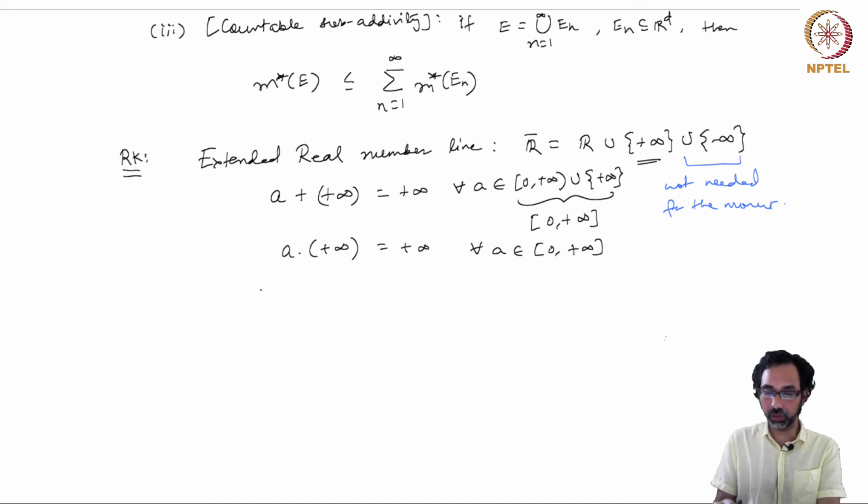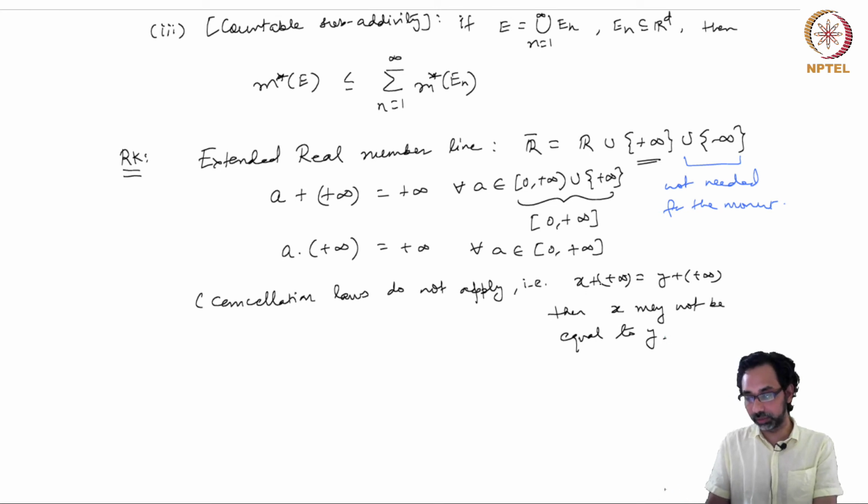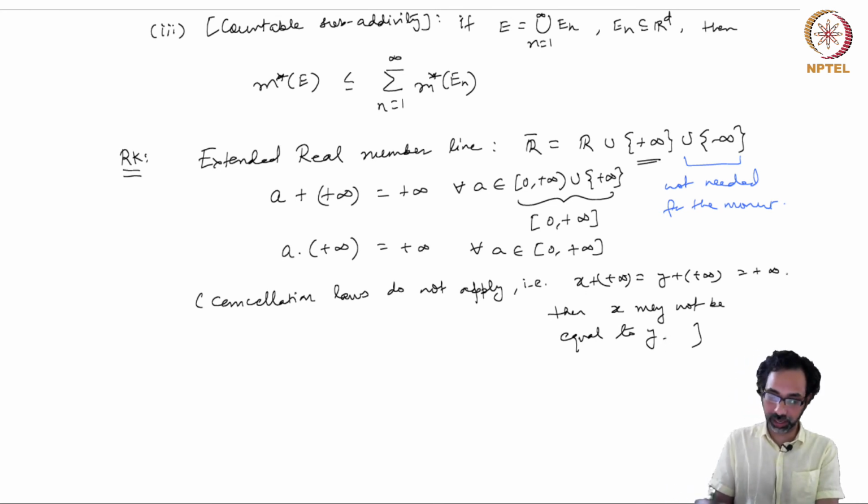One thing to note here is that cancellation laws do not apply. For example, if x plus infinity equals y plus infinity, then x may not be equal to y, because the way we have defined it, both are plus infinity. So cancellation laws are not always applicable. We can only apply cancellation when we have finite numbers. We have to keep in mind these conventions for arithmetic in the extended real number line.